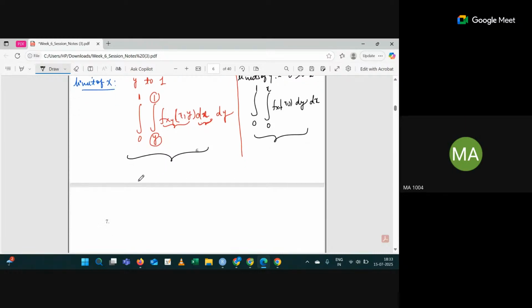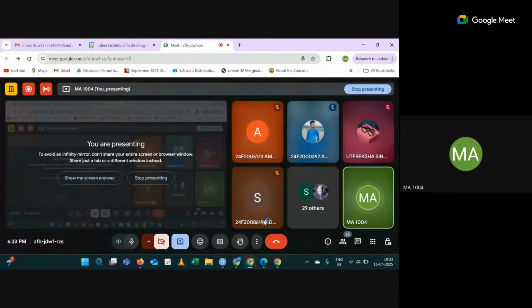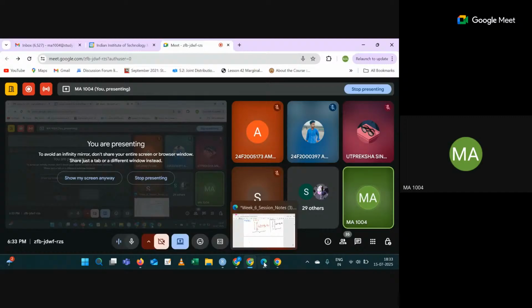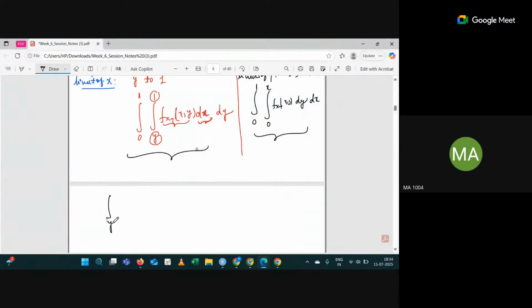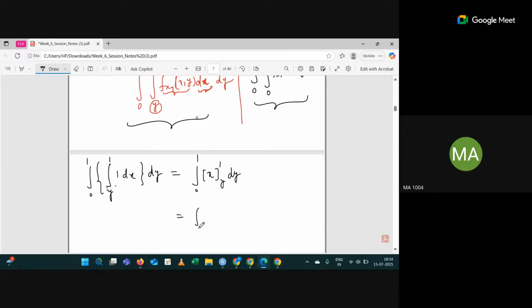Now let me solve this question. First of all, this limit is okay as of now. I will solve some more questions also, don't worry, it will give you more idea. So let me solve this question. Y to 1. What is f(x, y)? This is 1, right? And I will solve with respect to x first, and then this is dy. What is the limit of y? 0 to 1. If you solve this, I will get x, and this is 1 to y, dy. Yes or no? 0 to 1. I will substitute the limit. I will get 1 minus y dy. Clear?